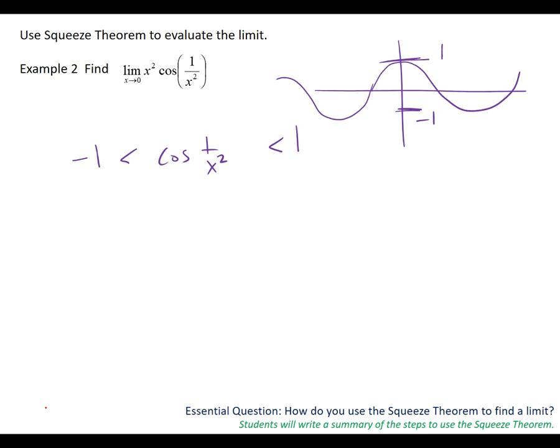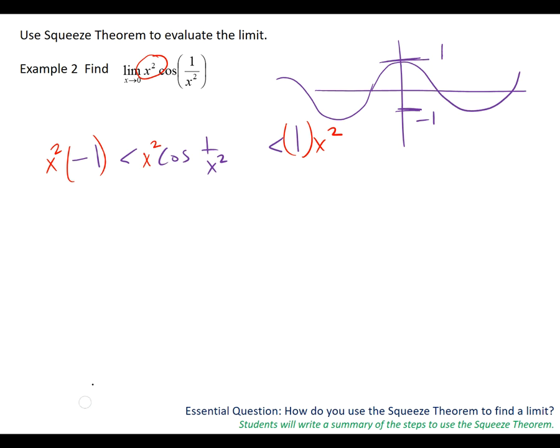But is that the function they really want the limit of? They want us to multiply that by x squared. So I multiply this by x squared. Those rules of mathematics say I have to multiply everything by x squared. Yeah, so I'm going to multiply everything by x squared.